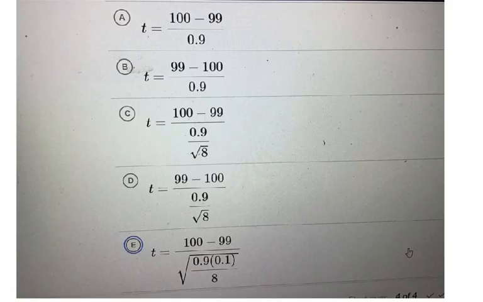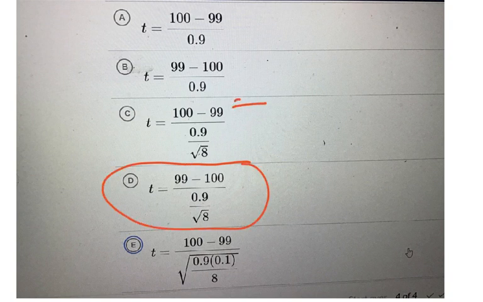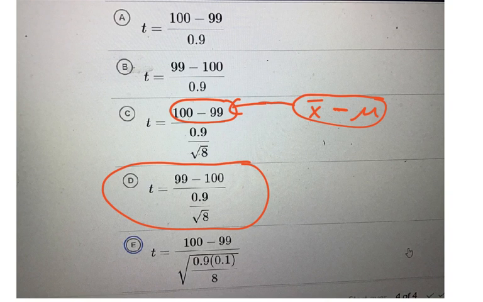And if we look, it looks like the correct answer is D. Notice C is there to trick us. They have the numbers backwards. Remember, it's always what you have from the sample, and you're comparing it to the mean, right? So don't get that backwards. We want this, not that.